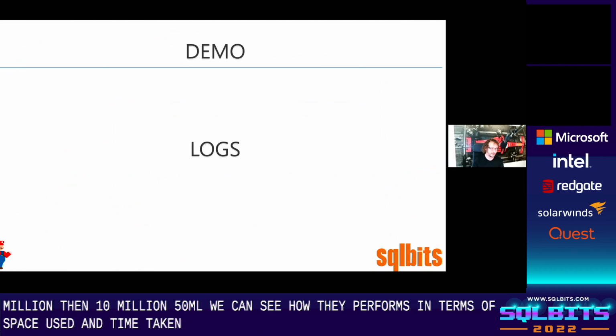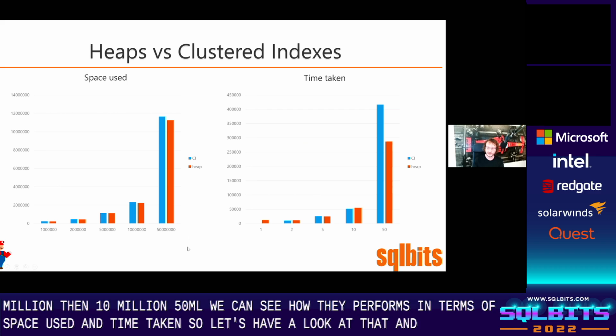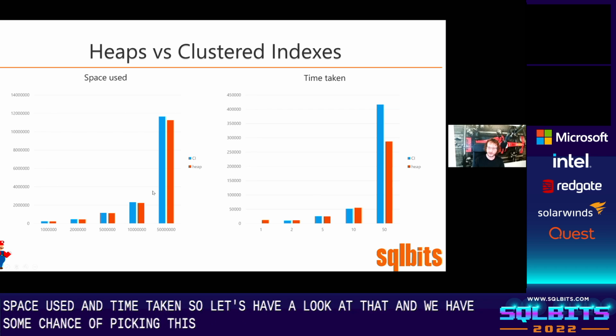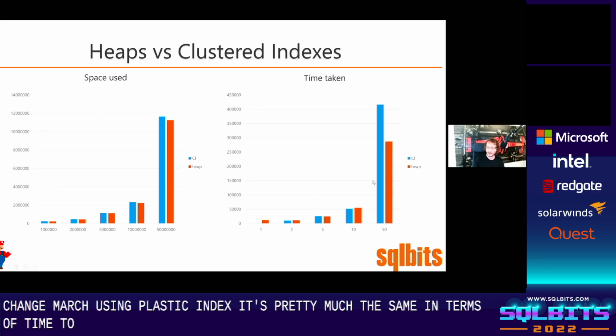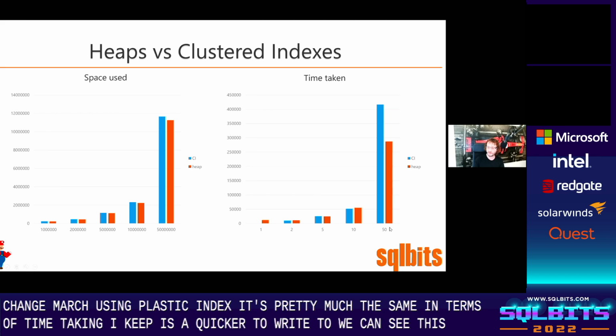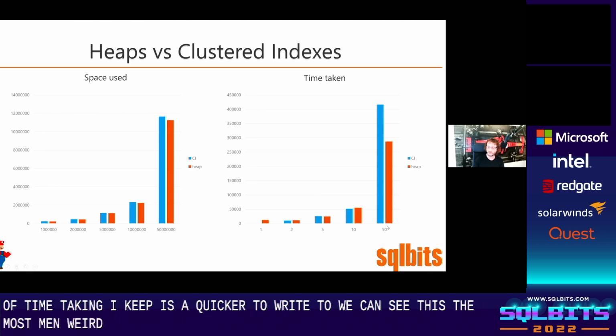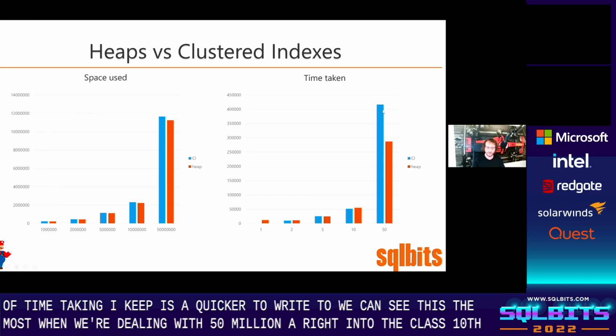So let's have a look at that. And we have some charts depicting this. So in terms of space used, it doesn't really change much using a clustered index or a heap. It's pretty much the same. In terms of time taken, a heap is quicker to write to. We can see this the most when we're dealing with 50 million rows. Writing to the clustered index takes more time.